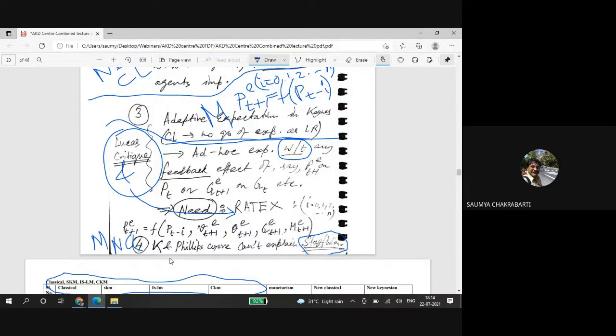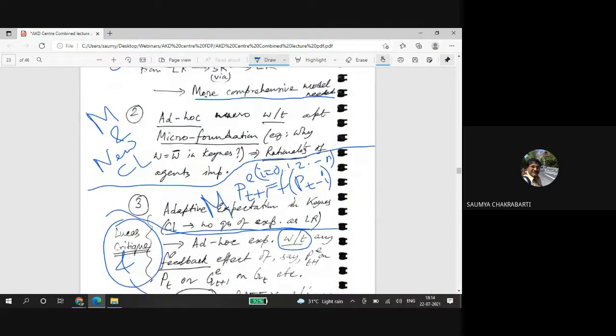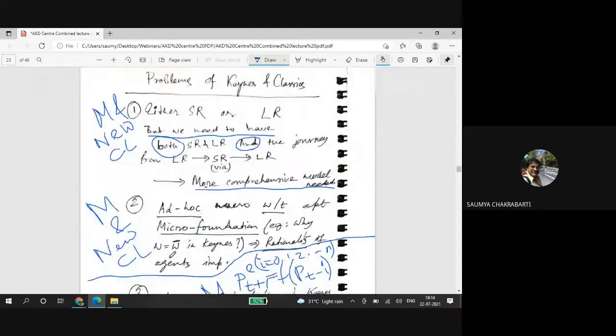Last slide. So last, what we discussed, what were the problems of Keynes and the classics? First of all, there was either the short run for Keynes or the long run for the classics, and there was no comprehensive theory where you have both short run and long run, and especially a journey from one long run to another long run via short run fluctuations. So basically, they argue, we have to have a better theory in that context.